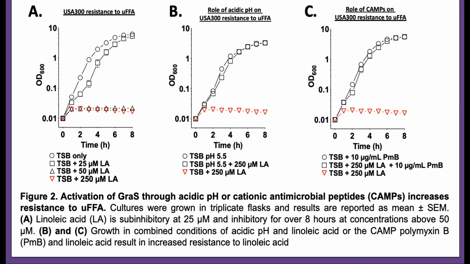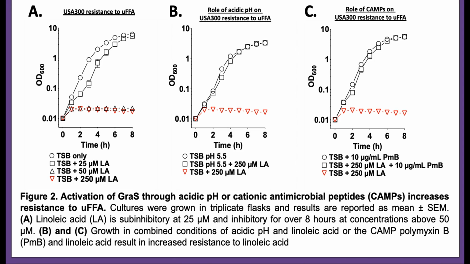While Figure 1 exclusively focused on cationic antimicrobial peptides and acidic pH, as I mentioned in the introduction, there's another innate immune condition found on human skin, unsaturated free fatty acids. And here we're using linoleic acid as a representative unsaturated free fatty acid. As you can see here, 50 micromolar linoleic acid is completely inhibitory to growth over an 8-hour time period. Anything above that obviously continues to inhibit growth.